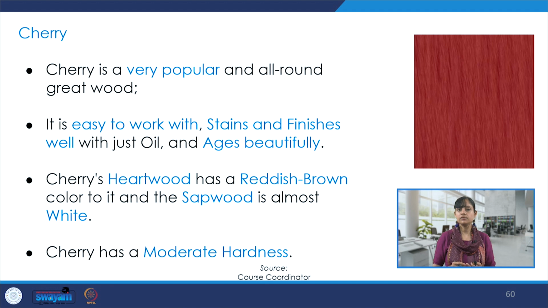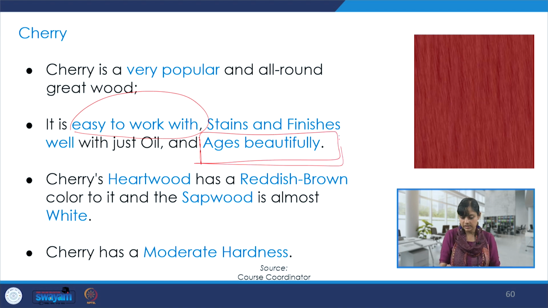Cherry is a very popular kind of timber, and it's like an all-round wood, with great performance, and highly recommended for interior architecture projects. It's easy to work with, stains and finishes well, it ages beautifully. That's a very interesting part about this kind of timber. Cherry's heartwood has a reddish brown color to it, and the sapwood is almost white. So it's very interesting. There is diversity within the section, when we move from heartwood to the sapwood.